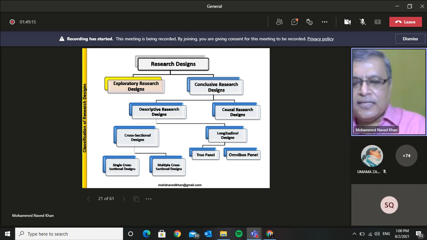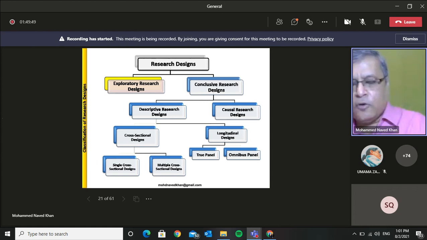As far as longitudinal designs are concerned, here what is happening is the sample remains fixed. So each time we approach them, there is no need for us to draw a fresh sample. Whereas in case of cross-sectional designs, be it single or multiple cross-sectional designs, each time we have to administer the questionnaire, we have to draw a fresh sample. Now, in case of multiple cross-sectional designs, we can draw different samples at different points in time. But remember, here the sample is never fixed. Sample remains fixed only in case of longitudinal designs.